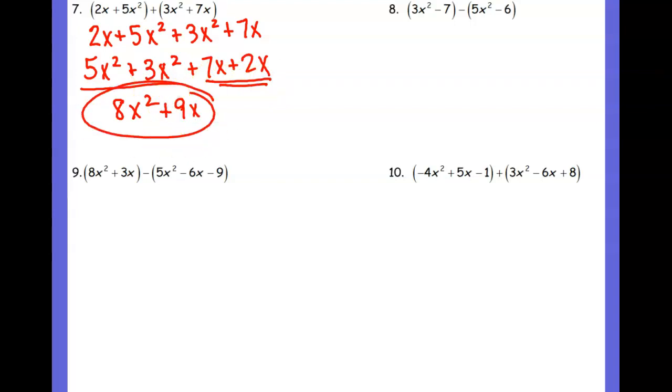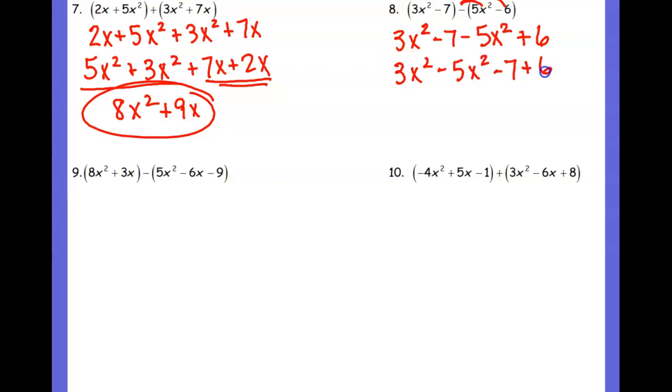Okay, now with number 8, I want you to be really careful. This is where you have to pay close attention. All right, it's like you're distributing a negative. Okay, so I'm going to rewrite this as 3x squared minus 7 minus 5x squared plus 6. Okay, now I put them in order, 3x squared minus 5x squared minus 7 plus 6, and I can group them. I end up with negative 2x squared minus 1.